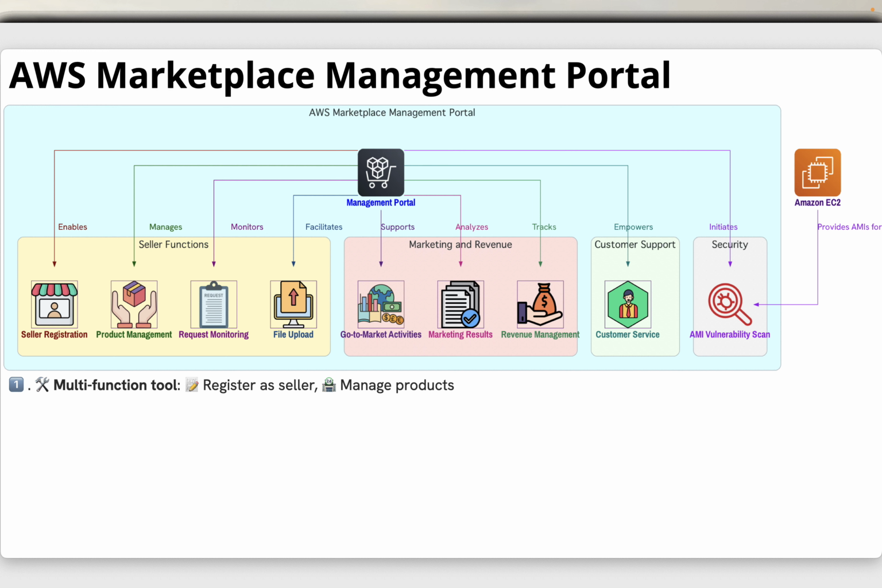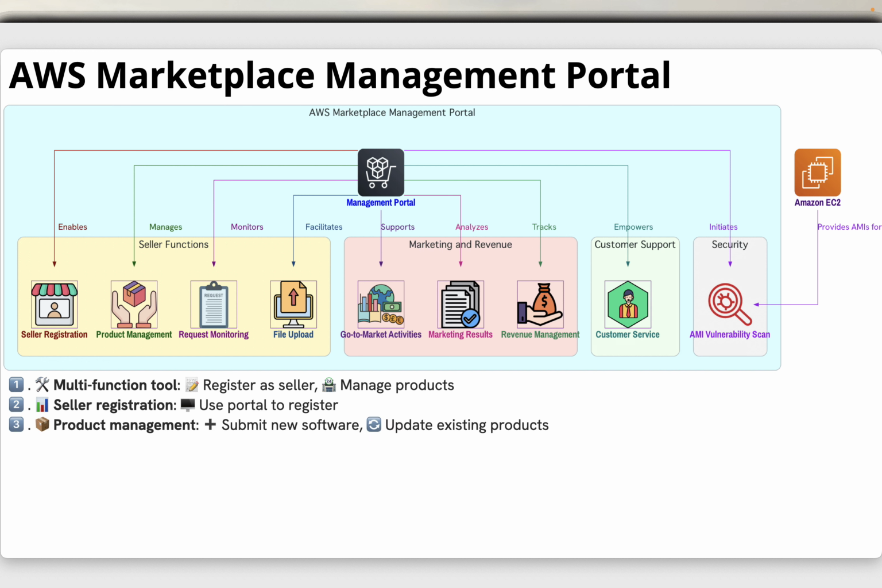You can complete various tasks on the portal, including registering as a seller, submitting and updating software products, monitoring request status, uploading files, managing revenue, measuring marketing results, enabling customer service, and initiating AMI scans. Seller registration. So using this management portal, you can register as an AWS Marketplace seller. Then we have already seen product management. So use the products page to submit new software products and update existing software products.